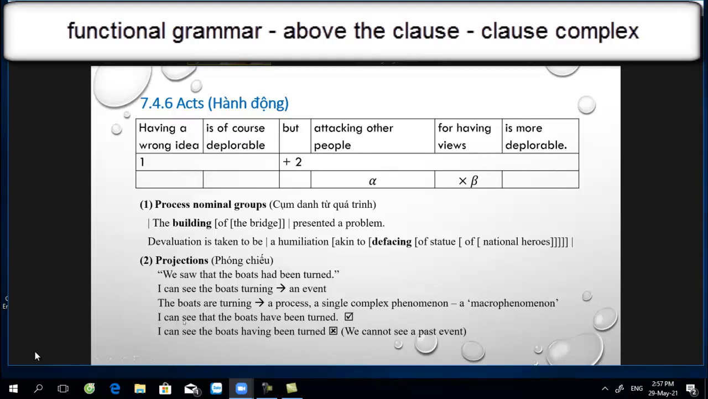We can also say, I can see that the boats have been turned, but we cannot say, I can see the boat having been turned, because it's illogical, because we cannot see a past event.